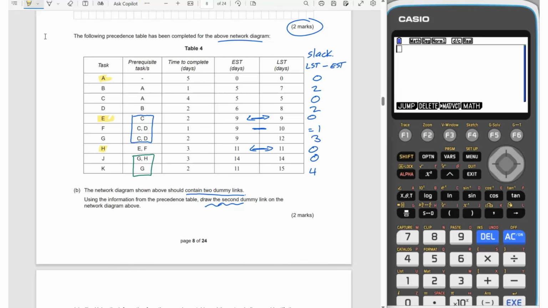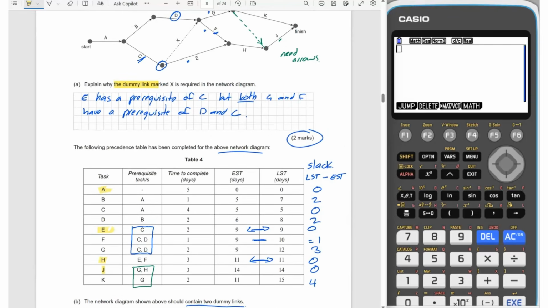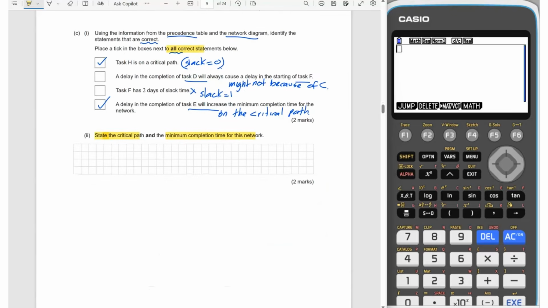Oh, I can't highlight J, but you know it's there. Okay, and then if we're going up to the network, we can see we've got A. Oh, something's run out. C. So it's A, C, and then we've got E, H, and then J. So A, C, E, H, J is what we're going to write down here. A, C, E, H, and J, and the minimum completion time.